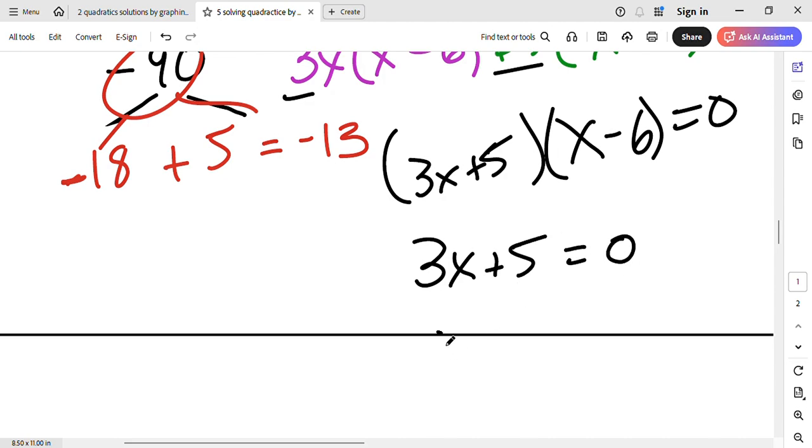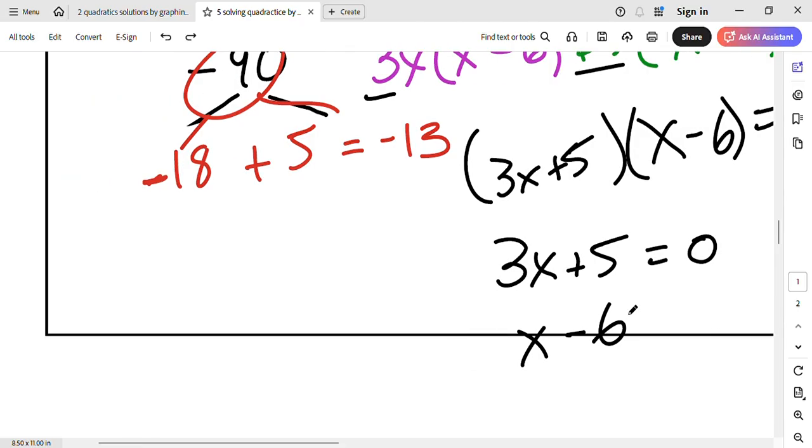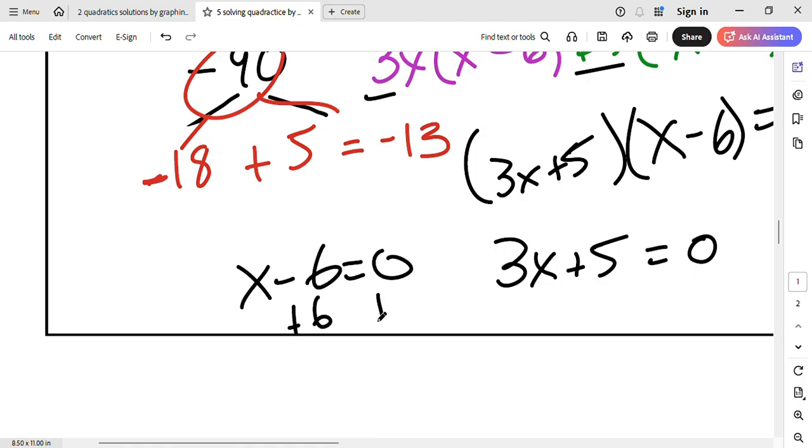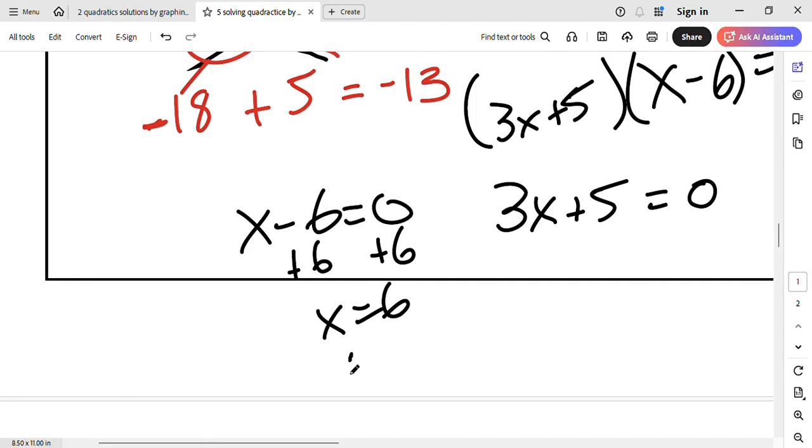3x plus 5 equals 0. X minus 6 equals 0. These are two equations. Maybe I should write them next to each other because I have to solve both of them. X minus 6 equals 0, so I add 6 here, add 6. This one's easier, so I'll solve this one first. X equals 6. So 6 comma 0 is one of my solutions.